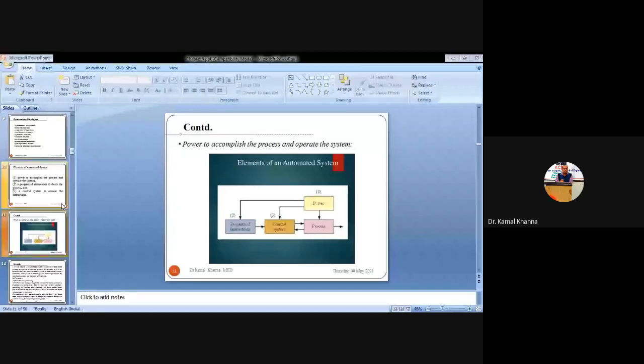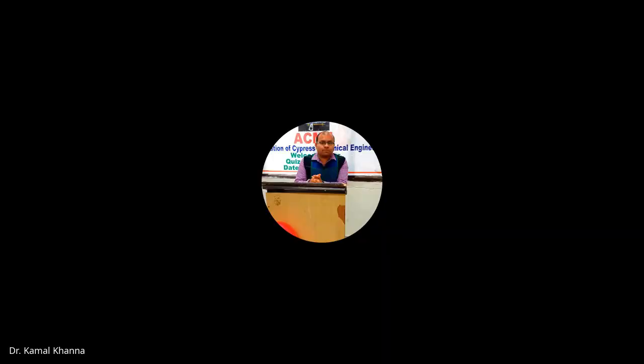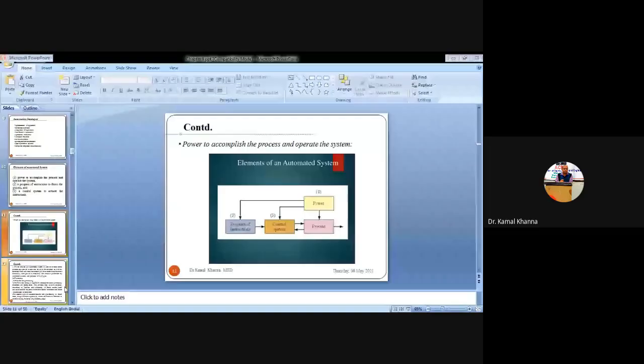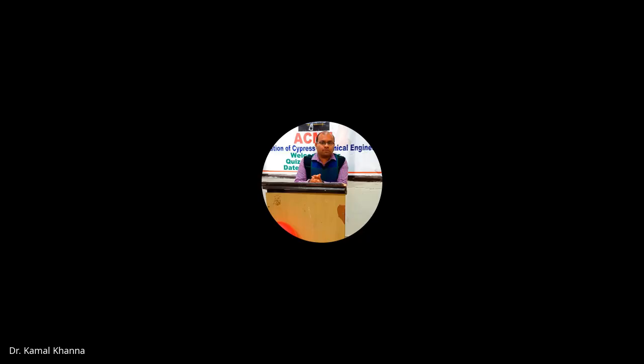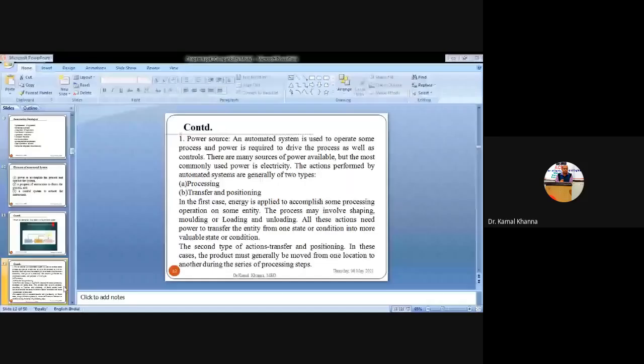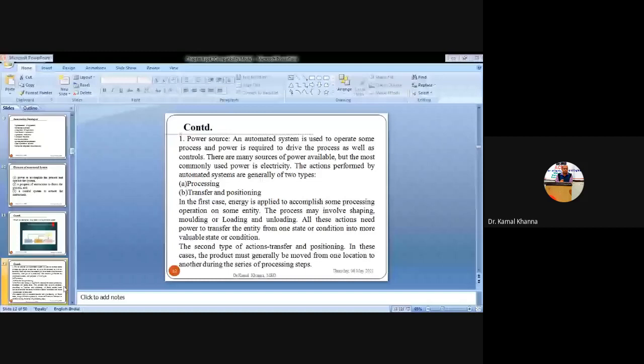So coming to our first element, we are discussing the elements of the automated systems in detail. The first one is the power source. What is the power source? It is the source which is being used to drive the machine, or to access all the controls of the machines.